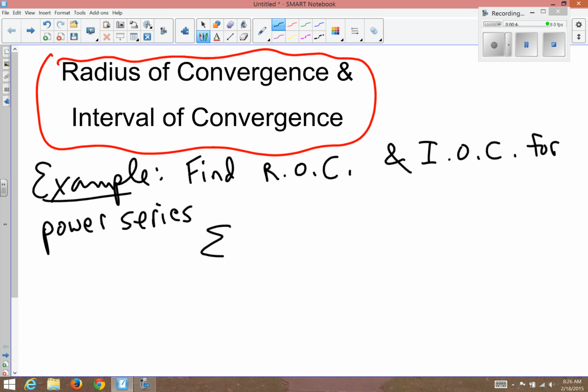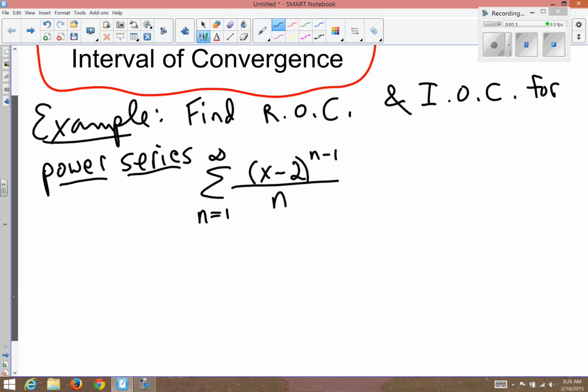Sigma (x minus 2) raised to the n minus 1 over n, going from 1 to infinity. This is an infinite series, a power series, because there's the variable x raised to powers. We typically find both of these, radius of convergence and interval of convergence, using the ratio test.